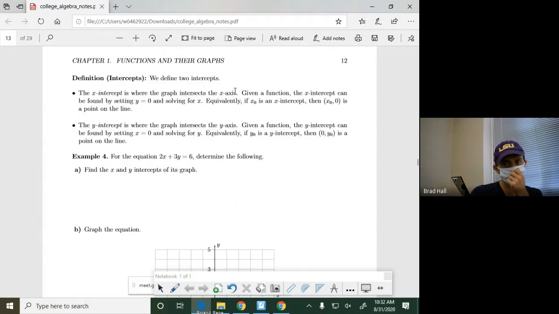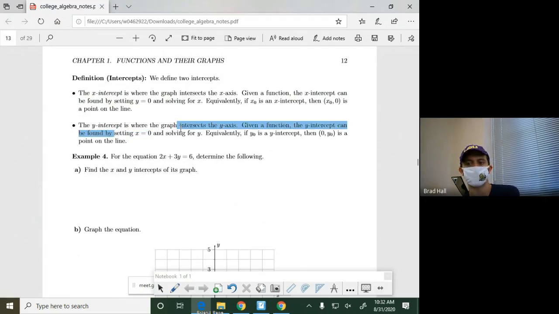But what if you don't have a graph available? How do you find them if you have a function and not a graph? Well, I went ahead and gave the process for doing that. If you have a function instead, the x-intercept can be found by setting y equal to 0 and solving for x. We'll see that in example 4 here. The y-intercept, you set x equal to 0 and solve for y.